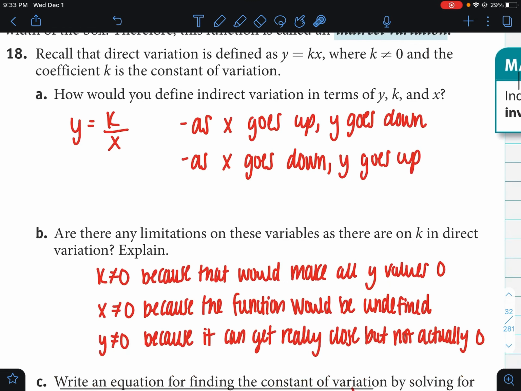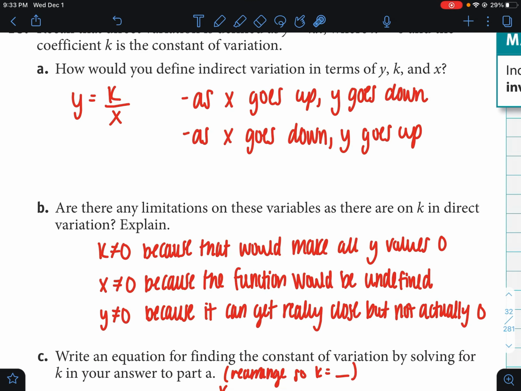Okay, now letter B, are there limitations? Well, of course, there's always limitations. First off, k can't be equal to 0 because if it is, 0 divided by anything is going to give us a y value of 0. Okay, so that can't happen. Also, x can't be 0 because if anything is divided by 0, it's an undefined function. There's an error. You cannot divide by 0.